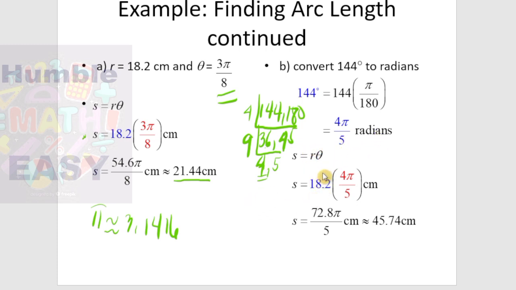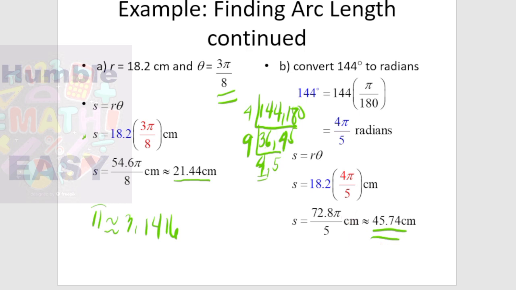So we now have, in order for us to get the arc length of the certain 144 degree central angle, replace the r to be 18.2, and then the theta is 4 pi over 5 cm. So 18.2 times 4 is 72.8 times the pi all over 5. Then as we go through with it, it is approximately equal to 45.74 centimeter.